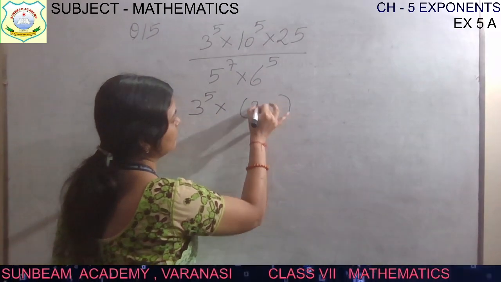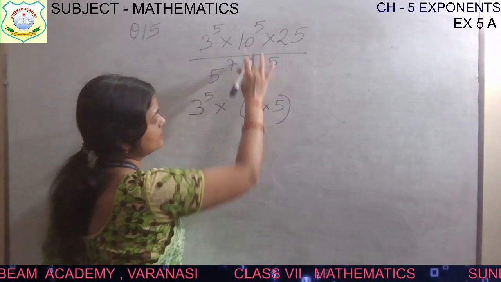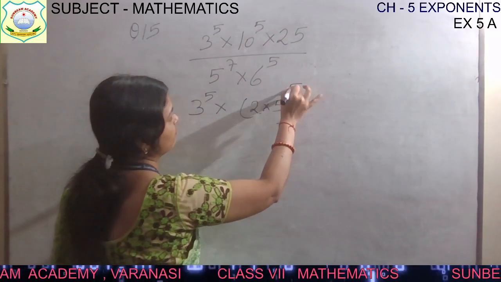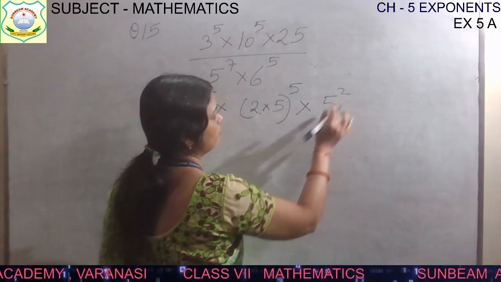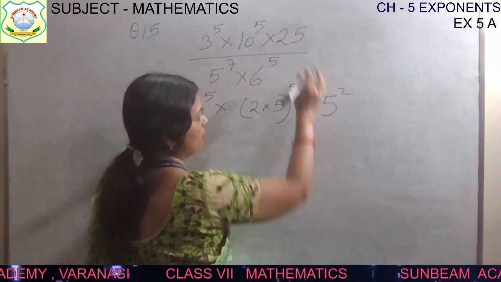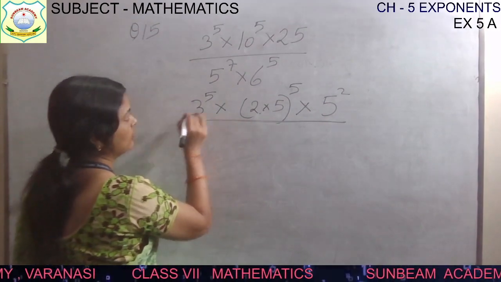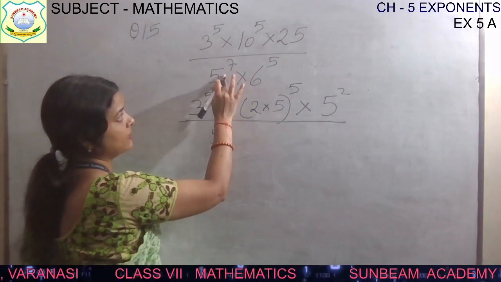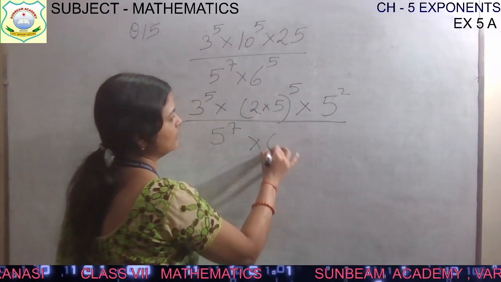Base 10 can be written as 2 into 5. 5 2s are 10, beta, base 10 and its power is 5. Then 25 is 5 ka square, 5 5 ja 25. 25 ko hum kya likh sakte hain, 5 ka square divided by 5 is already simplest, 5 to the power 7.